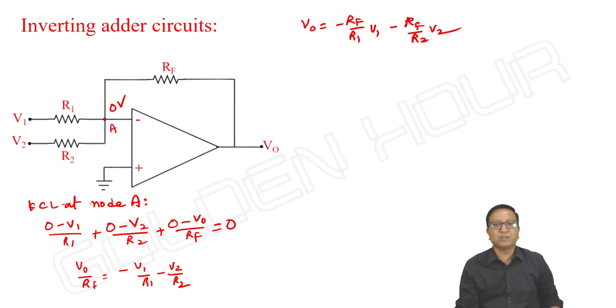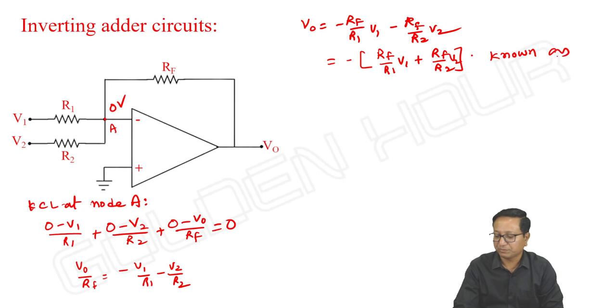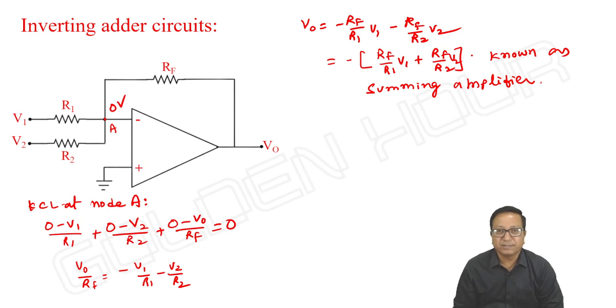Means here both V1 and V2 are amplified, but V1 is amplified by an amount RF by R1 and V2 is amplified by an amount RF by R2. Negative sign comes because we are giving input to the inverting terminal. Or even we can write it like this: minus sign common, RF by R1 into V1 plus RF by R2 into V2, known as summing amplifier. So the amplified outputs are added.